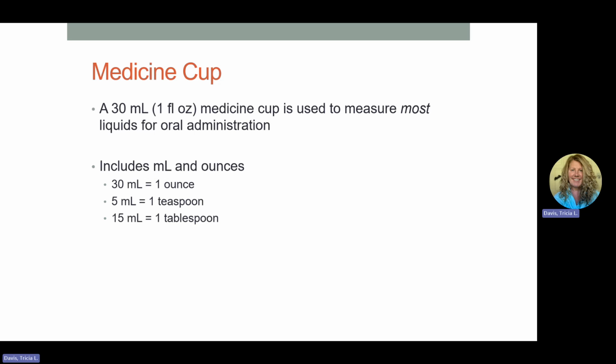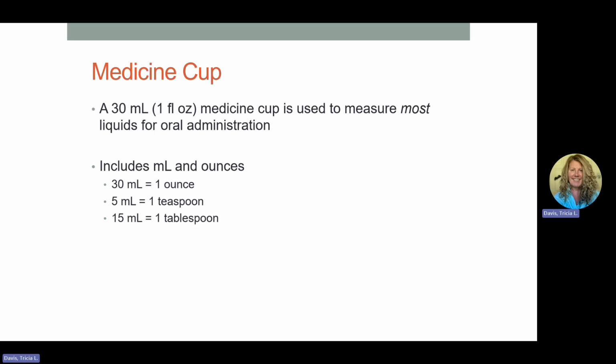So typically most medication cups are plastic. They do have measurements on the side of them to make it easy for you to accurately measure medication. Usually a 30 ml cup. 30 mLs is also the equivalent of 1 fluid ounce.